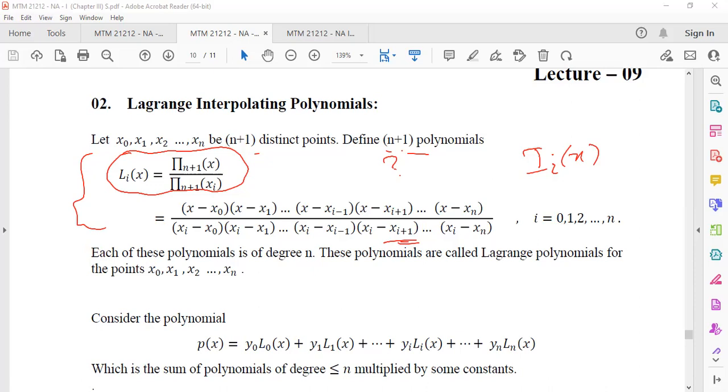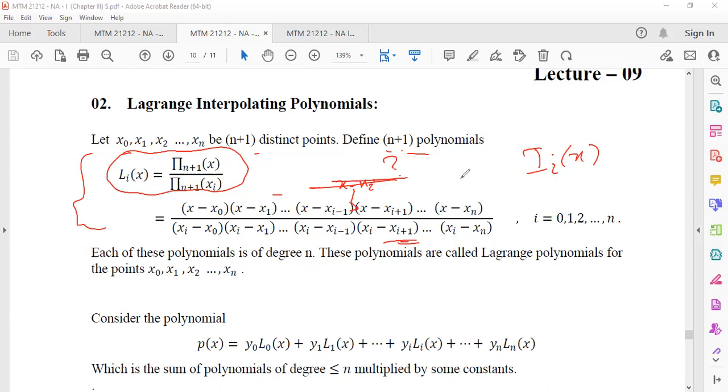Let me read your answers. One person has answered: x minus xi term missing in numerator and xi minus xi missing in denominator. Can you see that now? Something is missing in between, no? Here, we have the xi minus 1 terms, then xi plus terms. What happened to the x minus xi? We don't have it. Did you watch it?